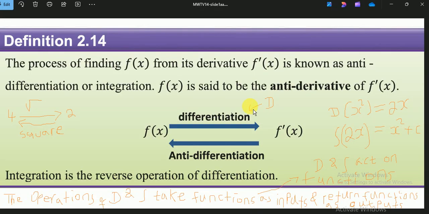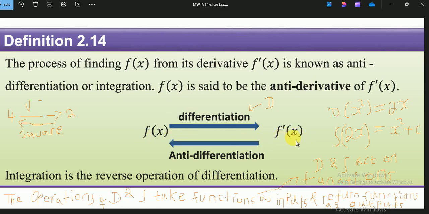What's integration? In the grade 12 student textbook, we have this definition: the process of finding f of x from its derivative, f prime of x, is known as anti-differentiation or integration. That means, given the derivative of a function, if we are asked to find the function, this process or operation is called integration. So integration is finding a function whose derivative is known.